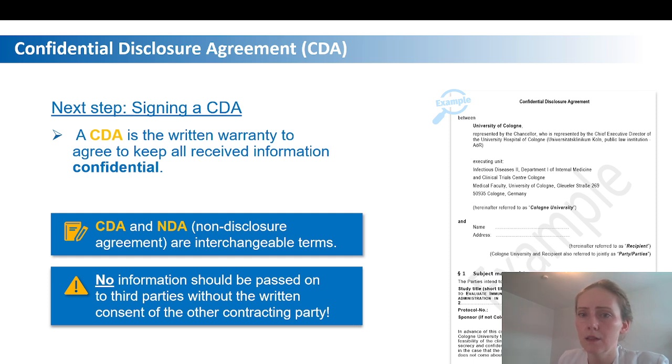Only after signing the CDA, detailed information on the trial is shared with the prospective trial site. Now this site will get insights into the extent of the trial and can start with the calculations. This can also lead to reconsideration whether the site wants or is able to participate in the trial.